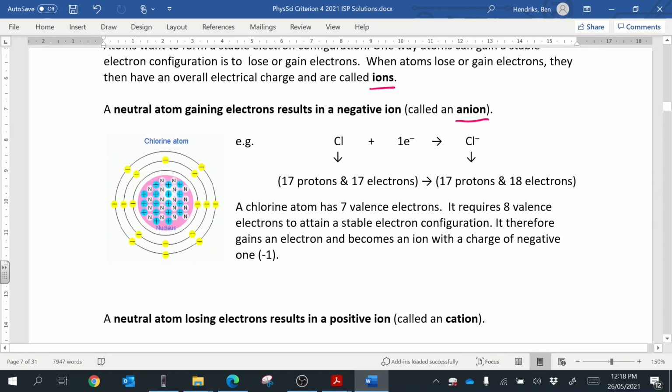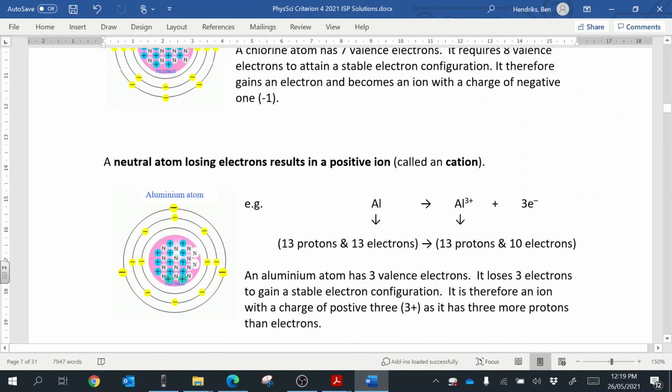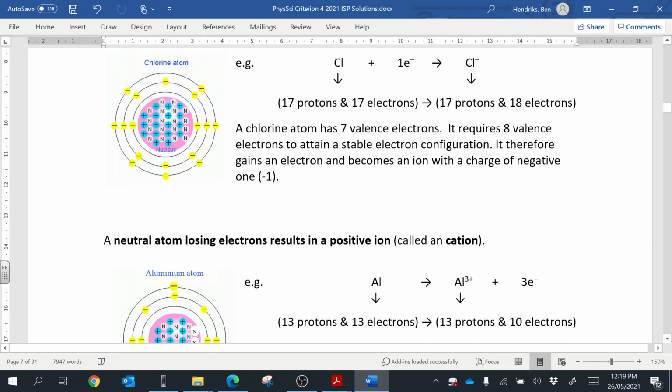A chlorine atom has 7 valence electrons. It requires 8 valence electrons to attain a stable electron configuration. It therefore gains an electron and becomes an ion with a charge of -1. Okay. All right.